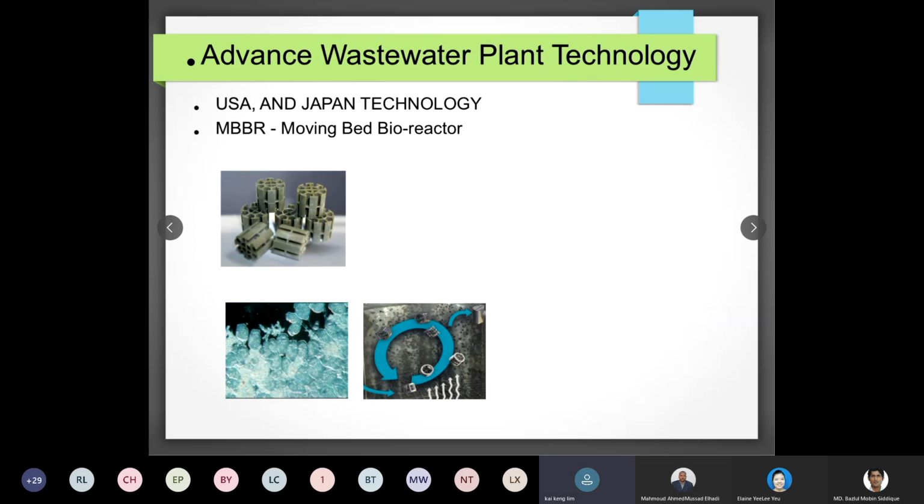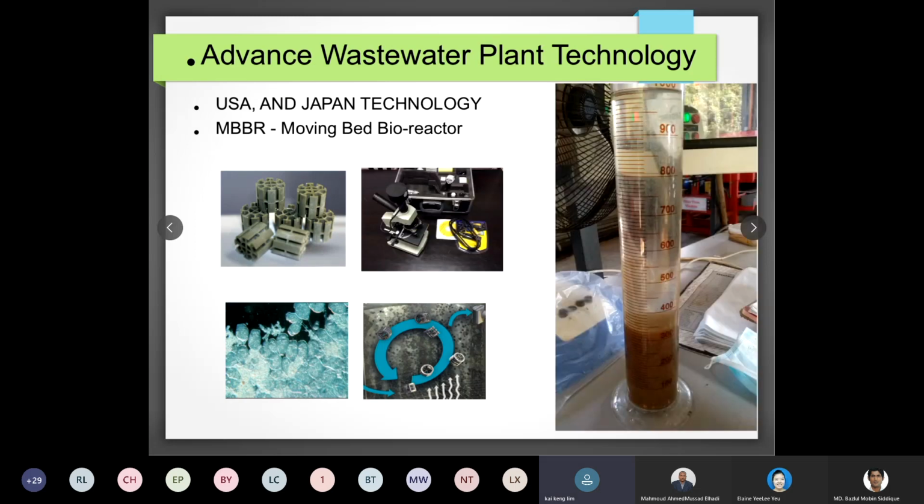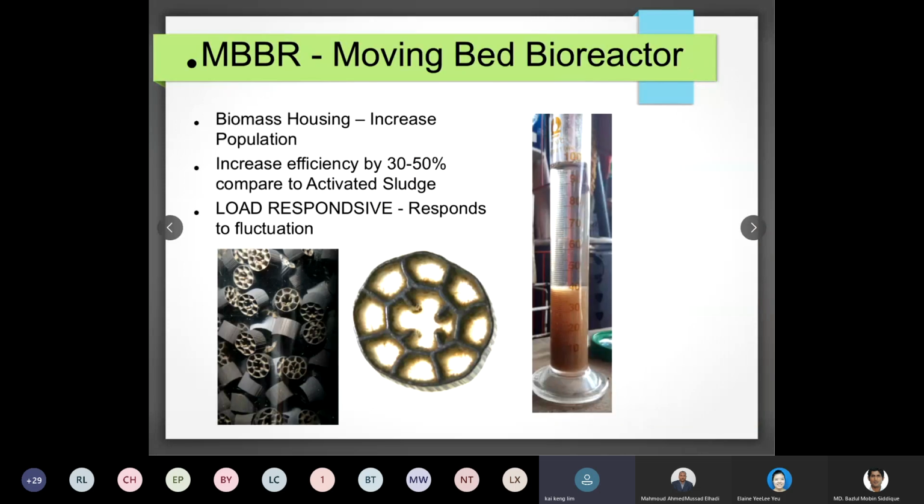Okay, next it will go into this MBBR system. MBBR is actually a biohousing. Some people call it a moving bed bioreactor. Some people call it IFAS. And we are using a sequence batch reactor to actually reduce the COD and BOD. For information, when you use a moving bed bioreactor, you can reduce the aeration size by 30 to 40%.